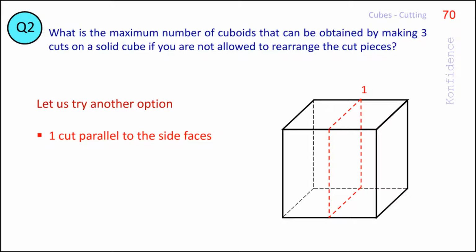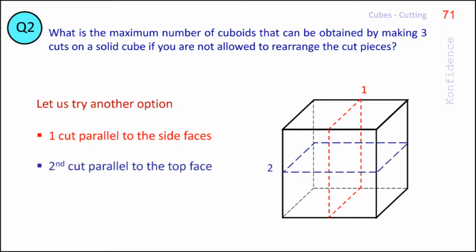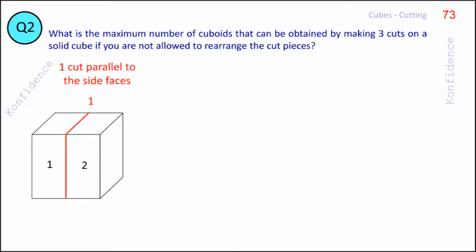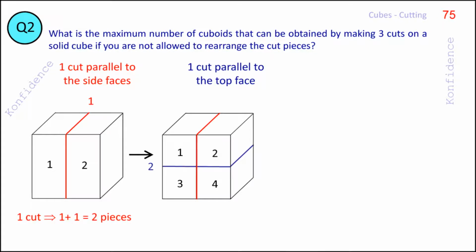Let us try out another option. We shall make the first cut parallel to the side face, the second cut parallel to the top face, and the third cut parallel to the front face. We can see that all these cuts are mutually perpendicular. The first cut cuts the cube into 2 cuboids. The second cut cuts through both these cuboids, cutting each cuboid into 2 pieces. Thus, we have 2 into 2, 4 cuboids now. See the 4 cuboids extending backwards.